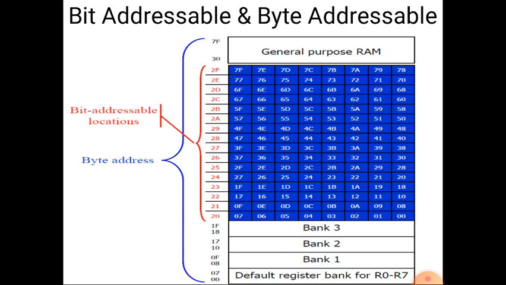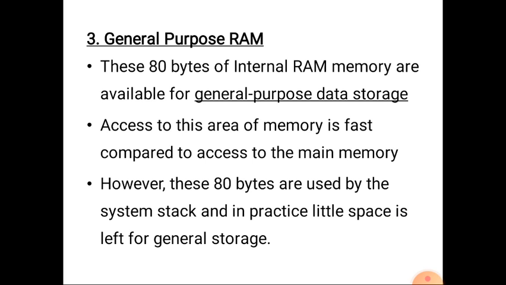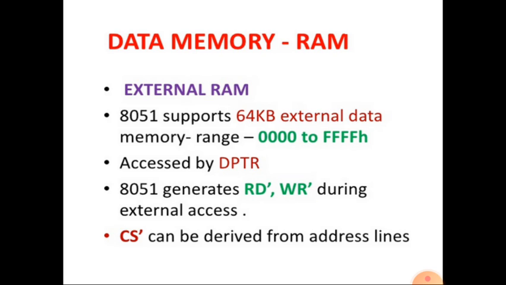Then the bit addressable and byte addressable locations are shown here. And the third portion is general purpose RAM. These 80 bytes of internal RAM are available for general purpose data storage, and access to this area of memory is fast compared to access to the main memory. However, these 80 bytes are also used by the system stack, and in practice little space is left for general purpose storage.